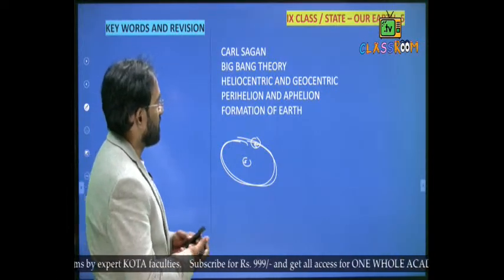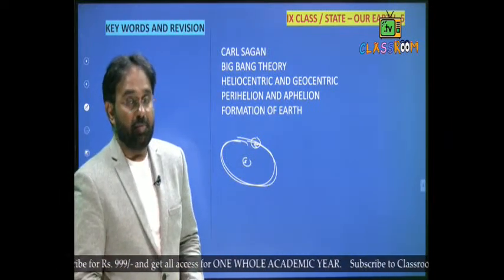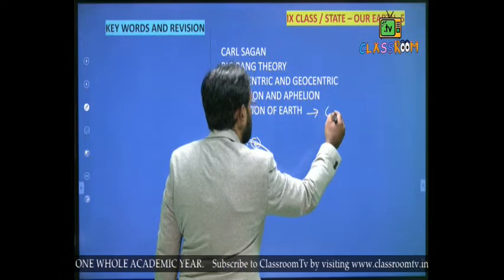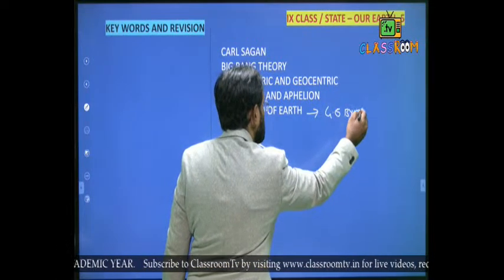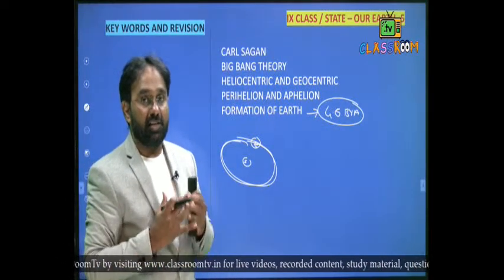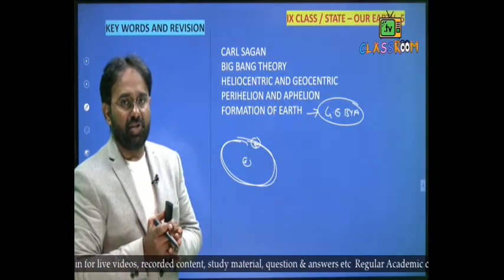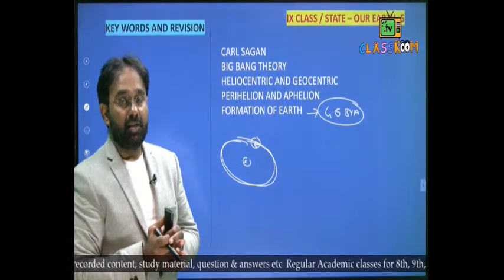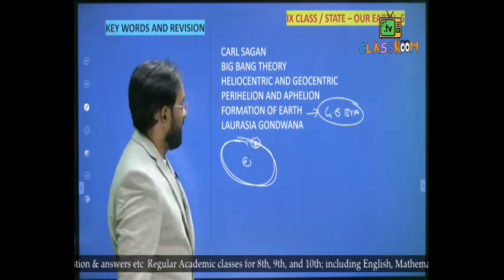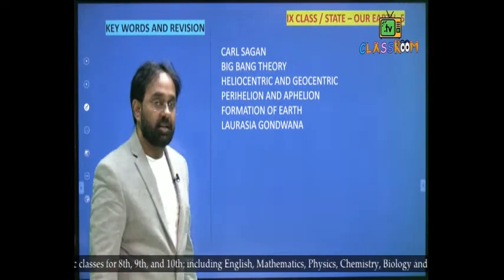Next, formation of the earth. We have discussed the formation of the earth in our session also, that is about 4.5 billion years ago. Here all such important concepts we will encounter, like the continental drift theory. In this theory you will find two important keywords in your textbook, Laurasia and Gondwana. We have discussed all these concepts.